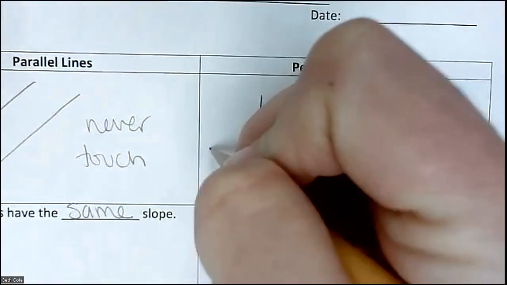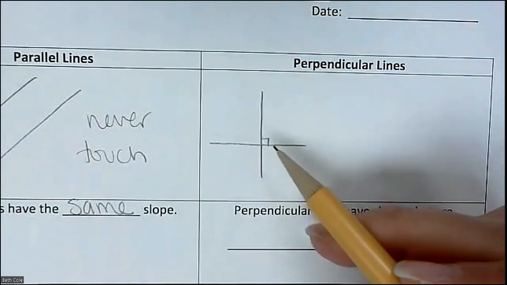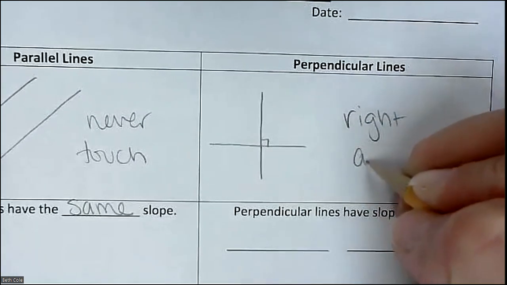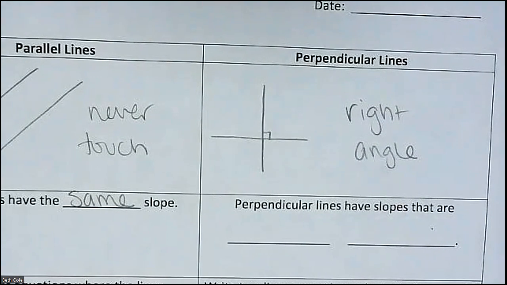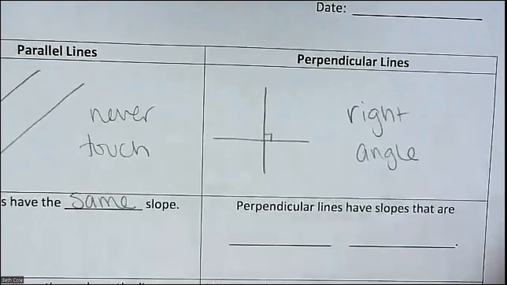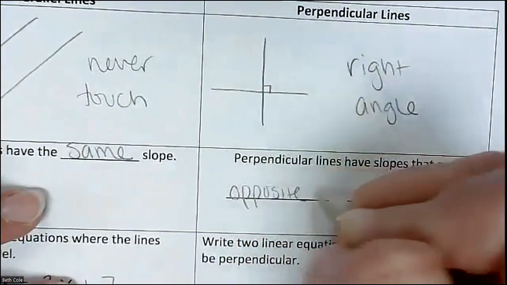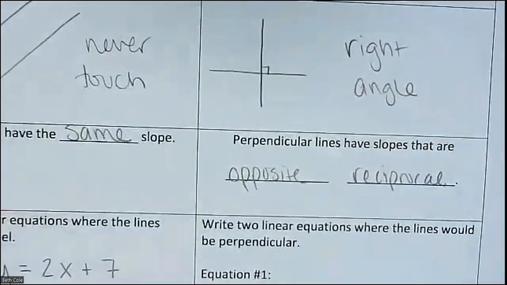Perpendicular lines are going to look like this. Do you know what kind of angle that means that they meet at? A right angle, which is 90 degrees. They meet at a right angle, or 90 degrees, like a corner of the room. So instead of the same slope, they have what is called opposite reciprocal. I'm going to explain what that means.